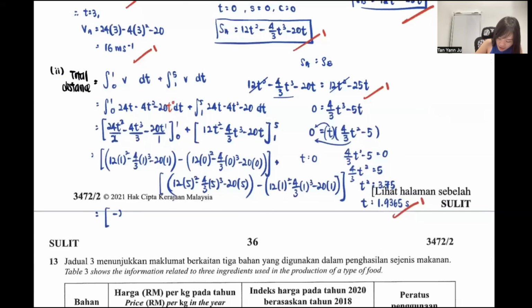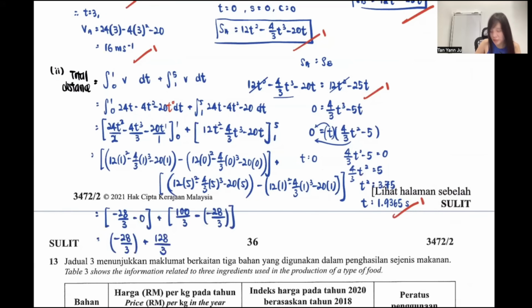So guys, the first part I'm getting negative 28 over 3 minus 0. Plus 12 times 5 squared minus 4 over 3 times 5 cubed minus 20 times 5, which is 100 over 3, minus 12 minus 4 over 3 minus 20, getting negative 28 over 3. So my dear, the front one I get negative 28 over 3. The back one, allow me to press, I'm getting 128 over 3. Can you all see? One answer is positive, one answer is negative.